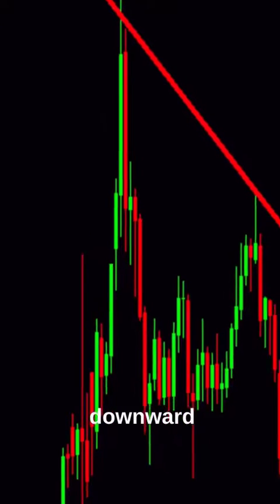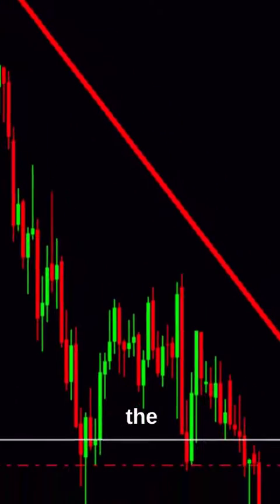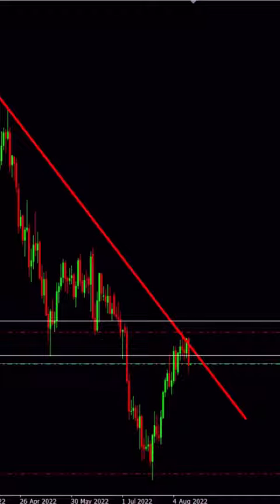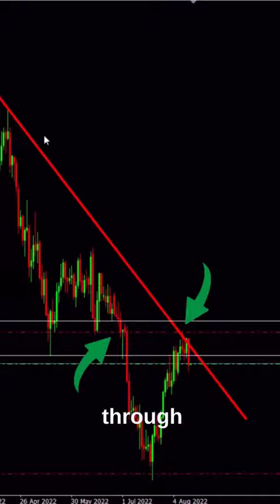We have a strong downward movement in gold, which we have defined with the trend line. We have surrounded the level with the white rectangle. The price broke through it and then tested it. That's where it broke away from the trend line.